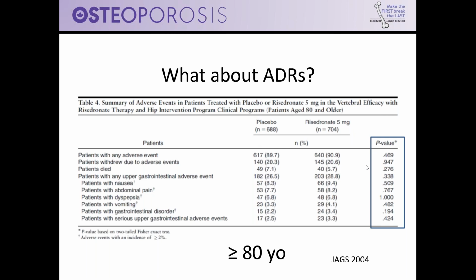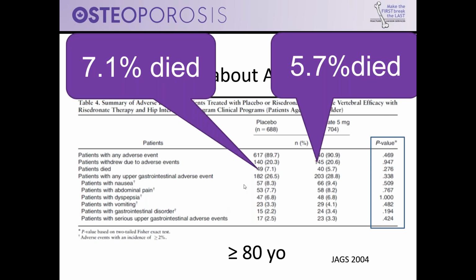And in terms of the adverse events, you can see that there's absolutely nothing here that reaches statistical significance. So no difference in nausea, abdominal pain, dyspepsia, vomiting, etc. But in terms of the mortality, again, if you were worried that our medications are deadly, well, they're certainly not, because more patients died, although it was not significant, in the placebo arms than in the treatment arms. So obviously not seriously dangerous drugs.